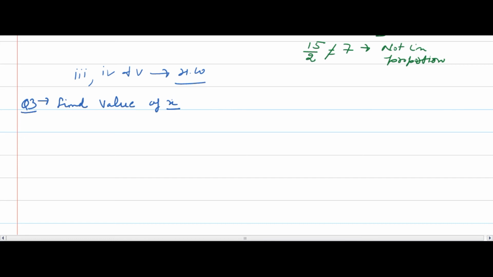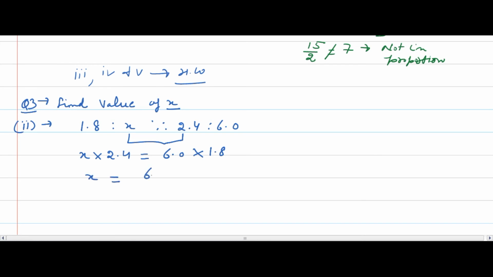So we will do part second here, where you can face problem. What is that? Part second, 1.8 ratio x proportion 2.4 ratio 6.0. Now product of means x multiplied 2.4 equal to 6.0 multiplied 1.8. From here we will get value of x. 6.0 multiplied 1.8. When this 2.4 will move here, it will go below, right?